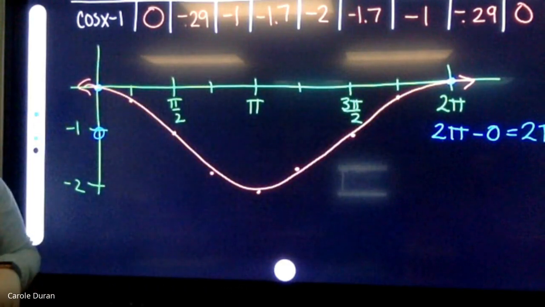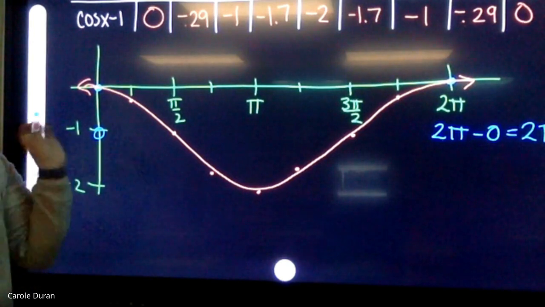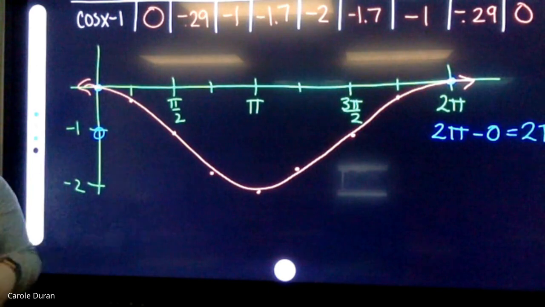Do we always have to find the period? You always have to find your period. That's the only thing you have to find after you graph it on the homework.